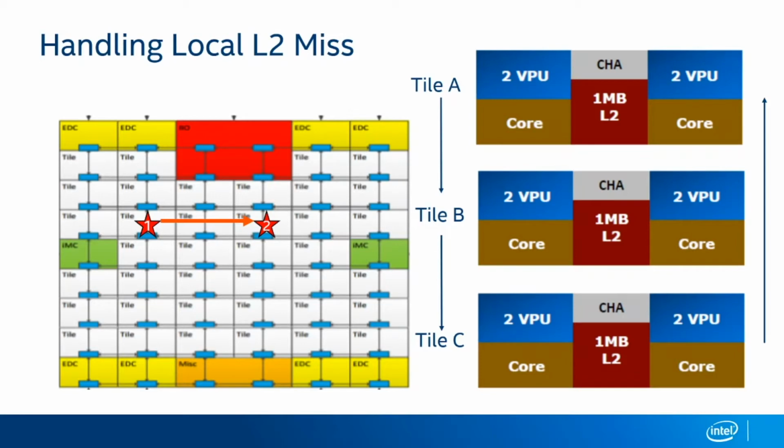So we go from tile A to tile B, and tile B contains the tag that's associated with the memory address that we're interested in. So tile B then tells us that, hey, this cache line that you're interested in is cached, but I don't have it. It's actually in tile C, so go there. And then we go to tile C, we look into the L2 cache, we find the data that we're interested in, and finally we forward the data back to tile A that originally requested it.